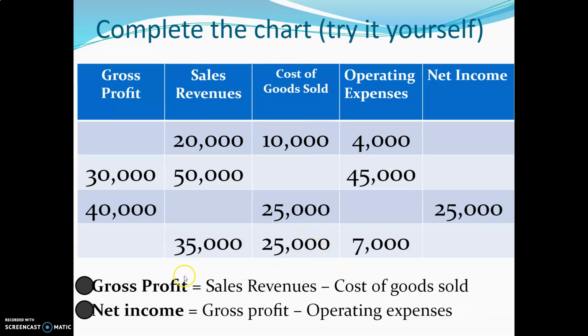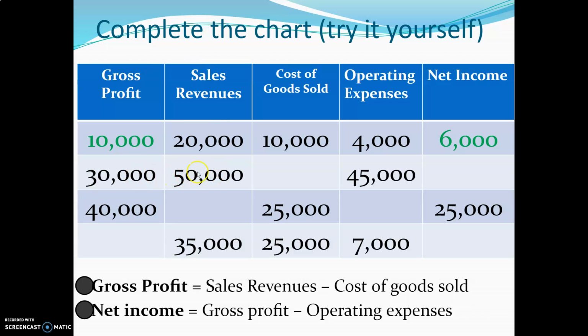Hopefully you can get through it, but again, you're applying these formulas. Now that you've had a chance to pause and try these on your own, gross profit is sales revenue minus cost of goods sold. So if we apply our formula, gross profit will be 20,000 minus 10,000, which gives us 10,000. With operating expenses of 4,000, applying our second formula, 10,000 minus 4,000 means our net income is $6,000. Let's continue on with this idea.